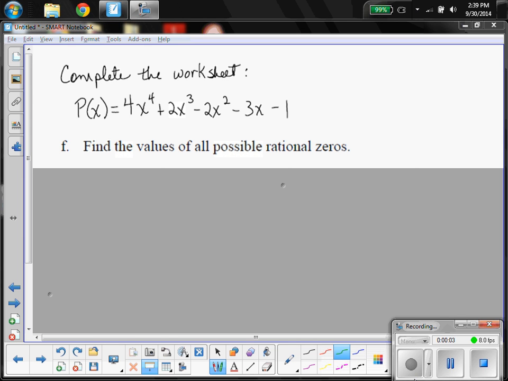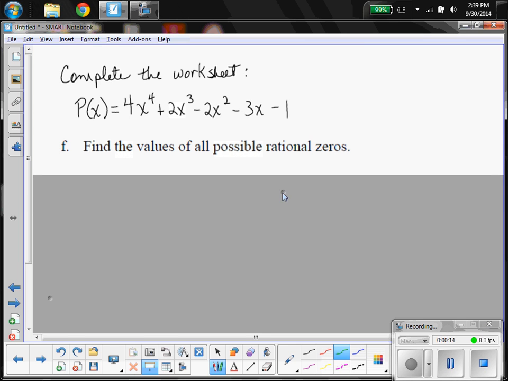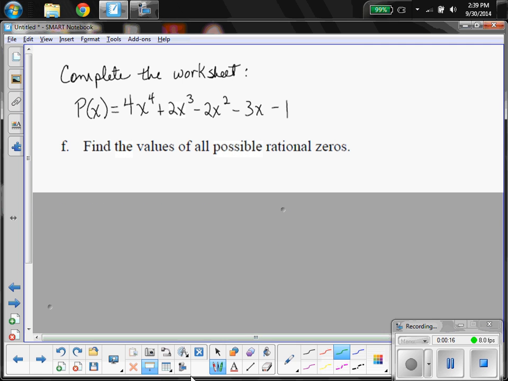Let's continue analyzing this fourth degree polynomial, and we're at part F on the polynomial analysis worksheet, where we're asked to find the values of all possible rational zeros. So you're trying to determine now, thinking ahead toward the polynomial division or synthetic division, which of your possible rational zeros are actually zeros.